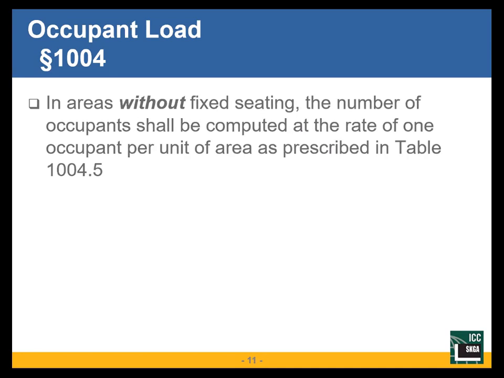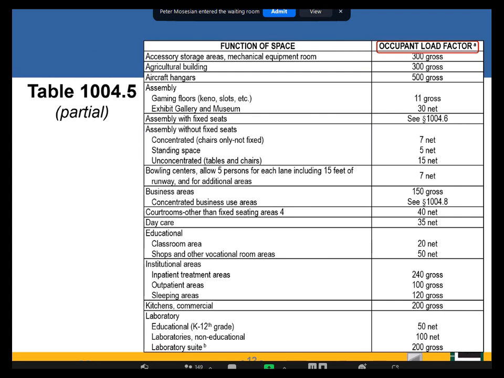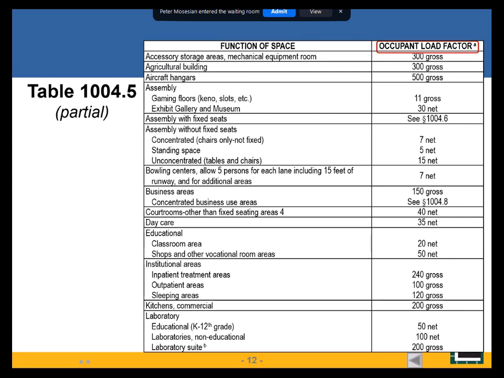I don't have fixed seating. Then I go to table 1004.5, and we're going to use that based on the design and what I'm doing in the building. So my occupant load factor, this is the number I'm going to use, and essentially it says that for storage areas, I get 300 square feet. That's my factor. Basically saying in 300 square feet, we're going to assume there's a person.